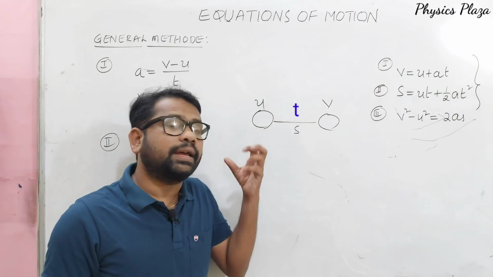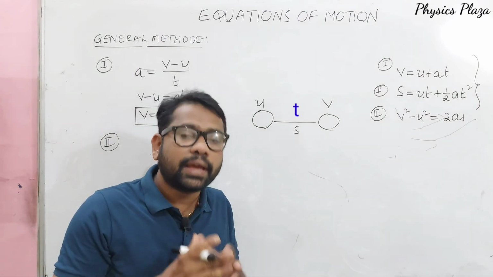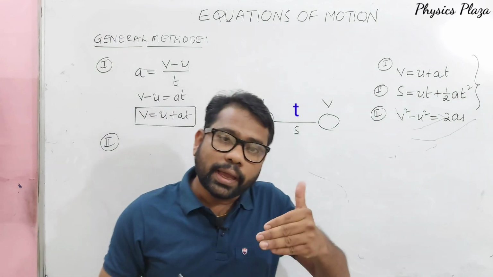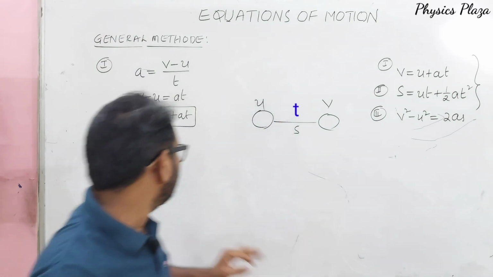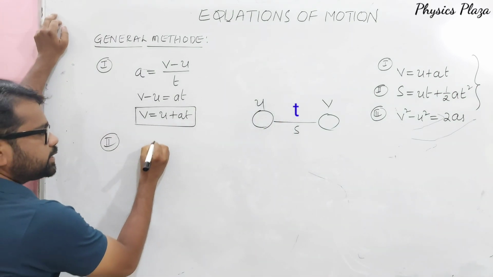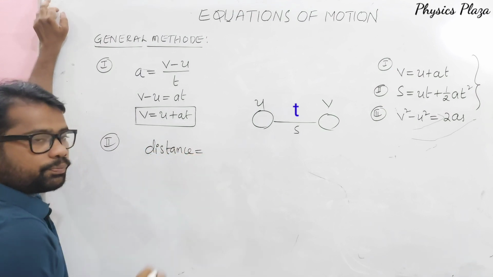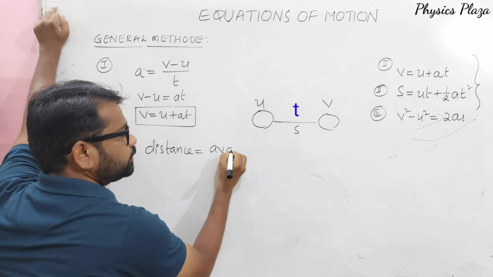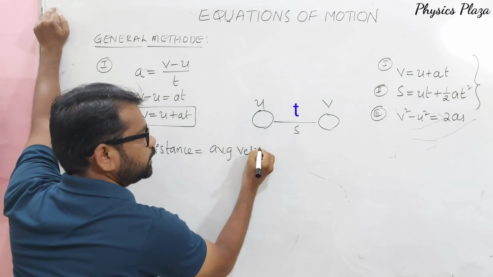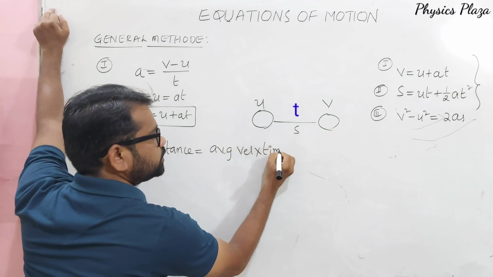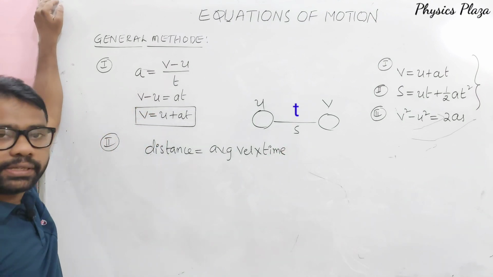Then if you want to calculate the distance, how can we write an expression to calculate the distance covered? You should look at here. Distance covered is equal to distance or displacement. Distance is equal to average velocity into time. This is the formula which we have to use to calculate the distance here.